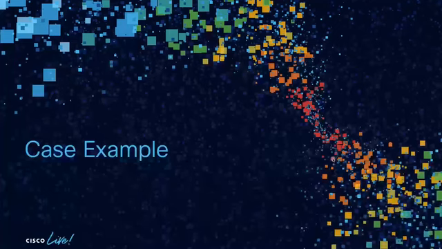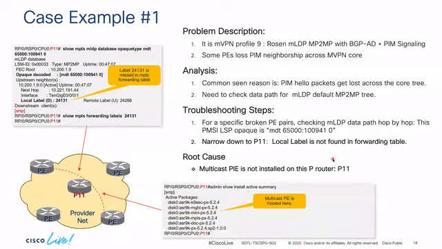So now let's take a look at real cases. We will review two real customer cases here. And the first case is like this. It is a multicast profile 9, the MLDP-driven profile. And the problem, I put the topology simple, is that we see some PE that lost the neighborship with the peer PE.